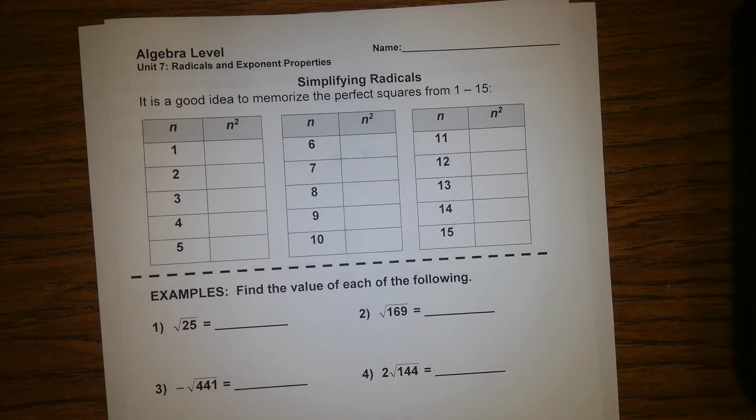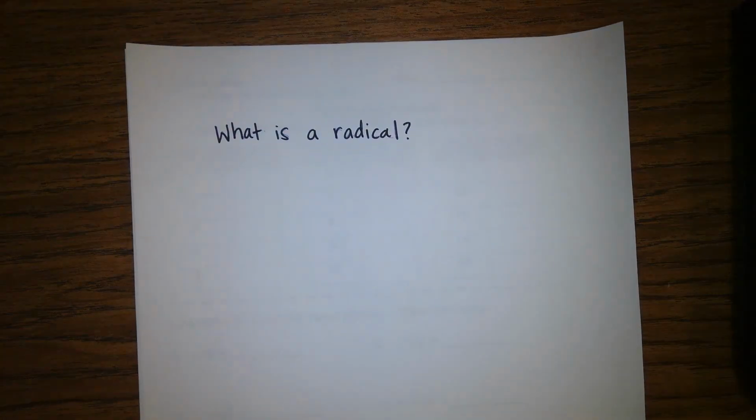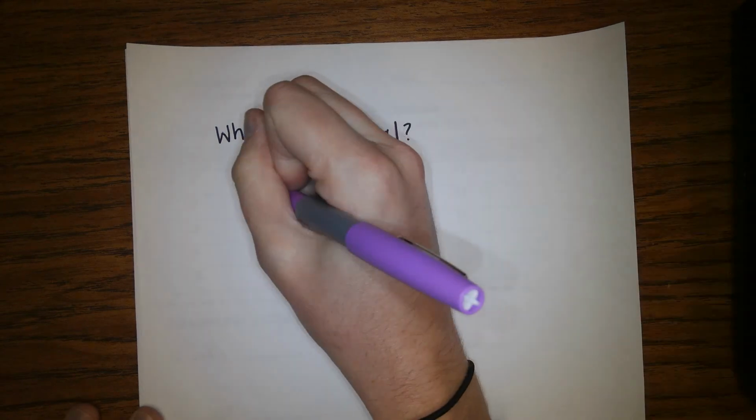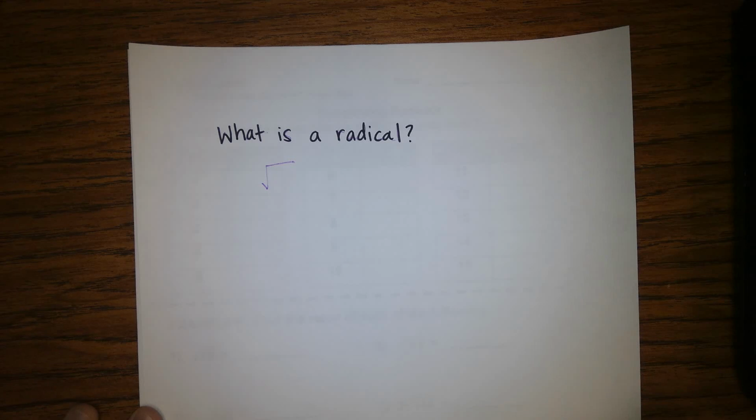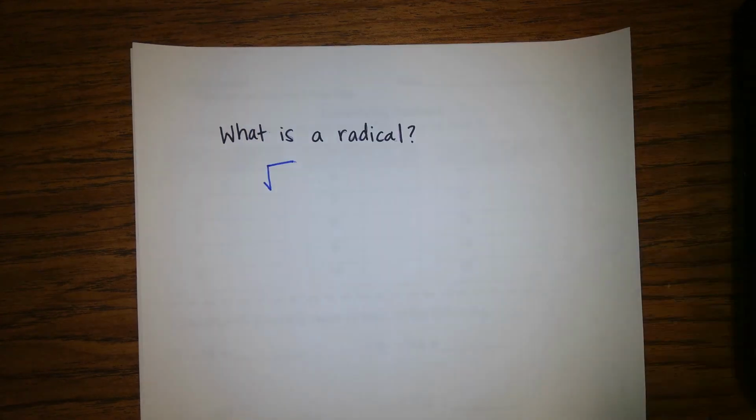So before we get started, we are talking about simplifying radicals. But my question for y'all is, what is a radical? All right, guys. Now, a radical is very simply this symbol right here. It means that we will take the root of something. I don't know if we can see that well, so I'm going to change my color. So it's this symbol right here. You have probably known it more often as a square root.